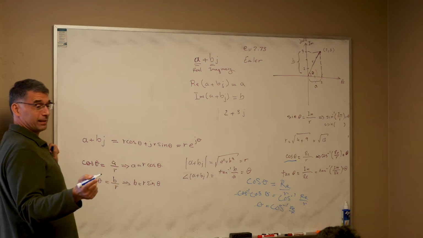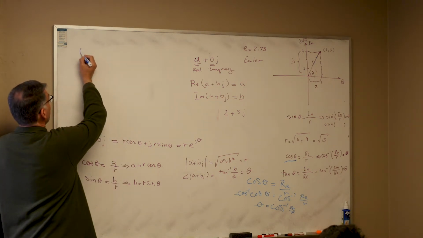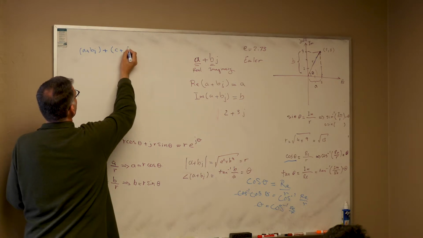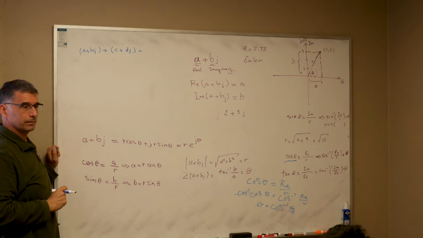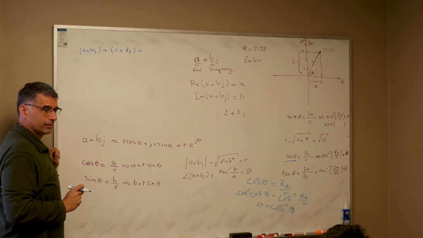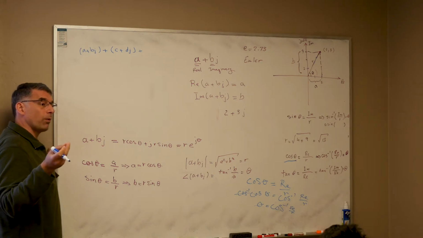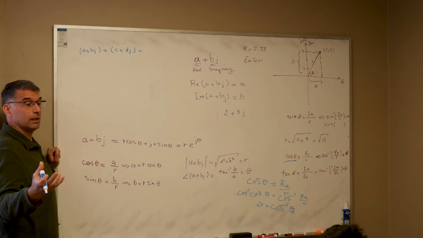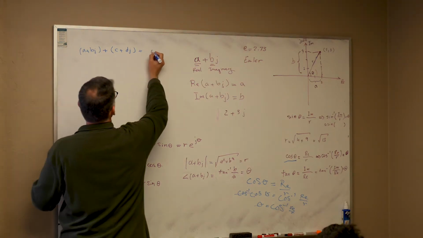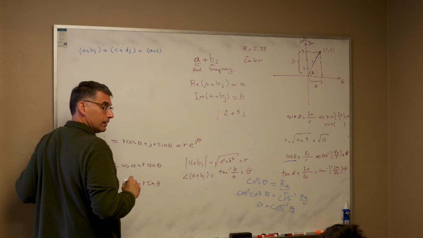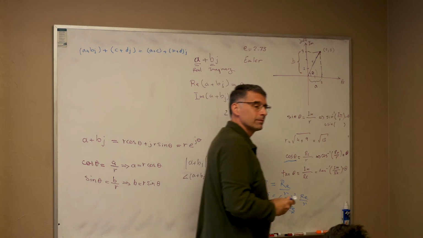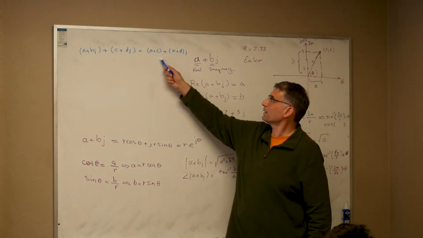So first, summation, easy, right? You guys tell me. If I have a plus bj, that's one complex number, plus c plus dj, what do I get? The trick with complex numbers is that we always want to write it in terms of its real part and its imaginary part. So what is the real part of the result? A plus c. And then the imaginary part, b plus d j. Easy, right? So this is my real part, and this is my imaginary part.